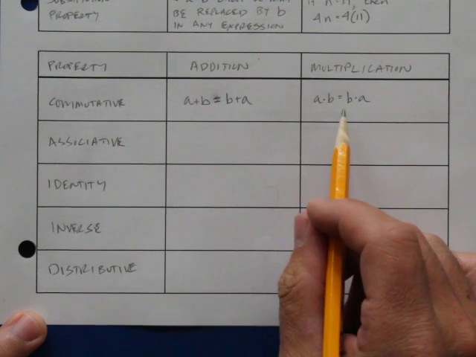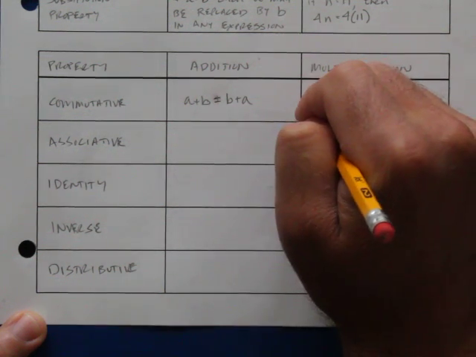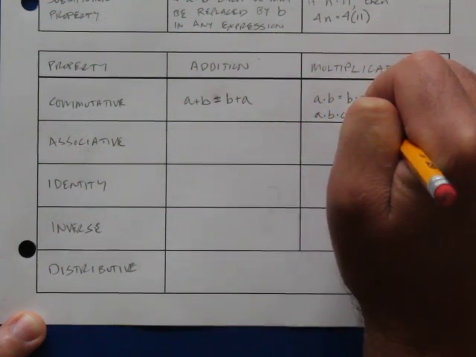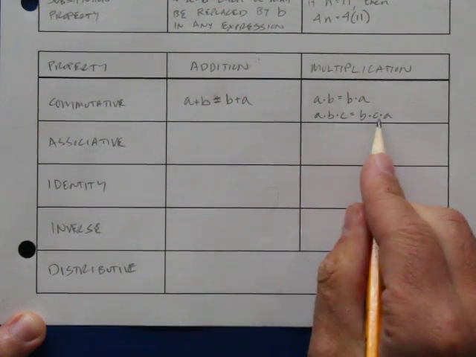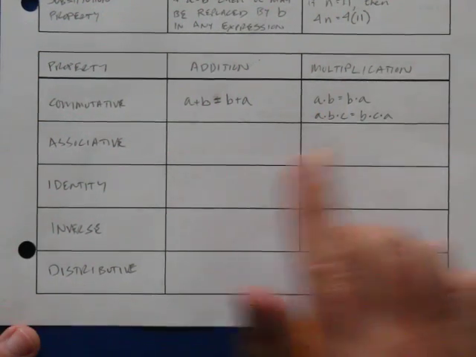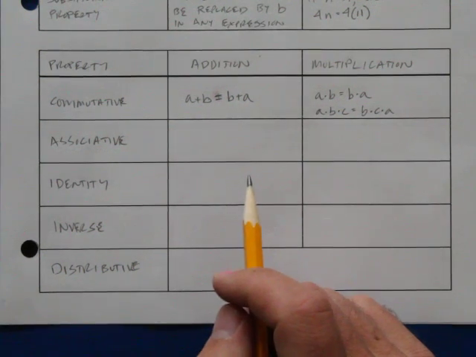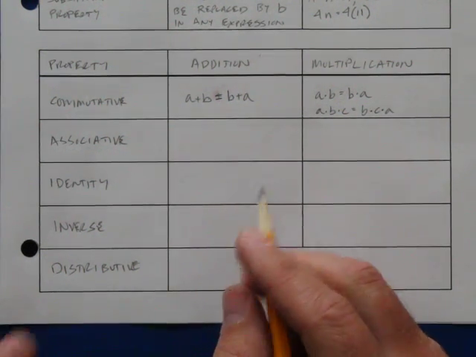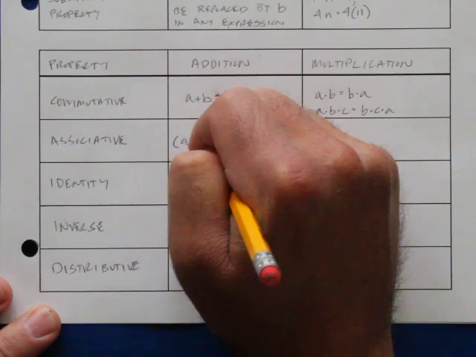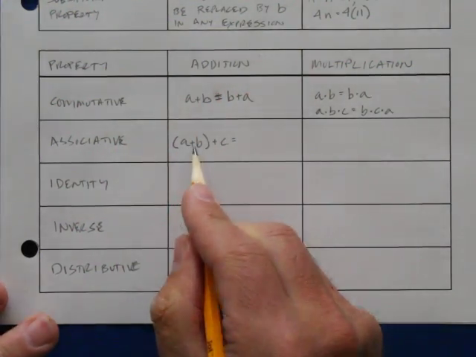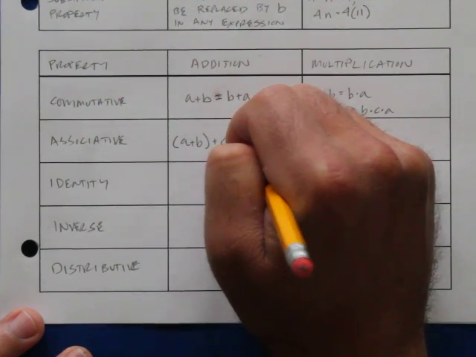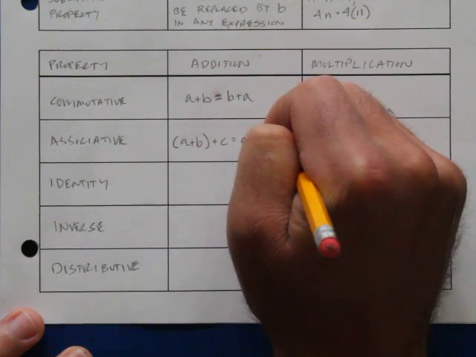Let's do one more here in this multiplication. I can say A times B times C equals B times C times A. I'm just saying I can move these around. It doesn't matter. As long as we're all multiplying here, they can be in any order. Same with addition. Okay, let's look at the associative property. Now, for addition, notice all of these numbers are being added together. So if I have A plus B in parentheses plus C, this is the same as A plus, and then I have my parentheses B plus C.